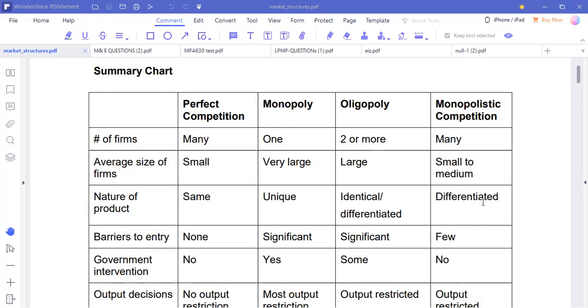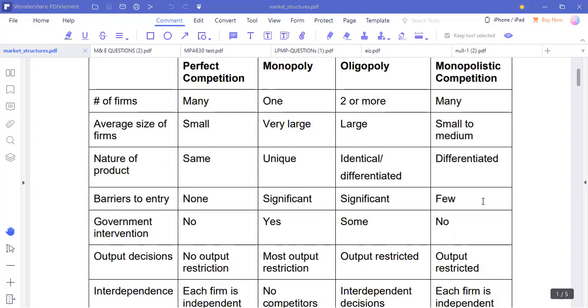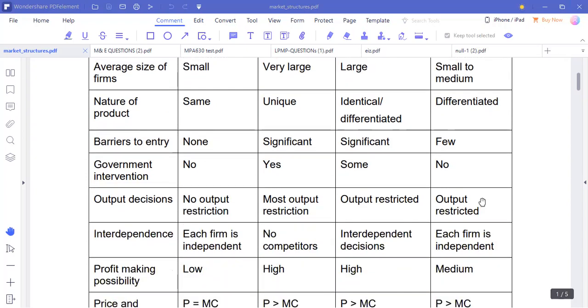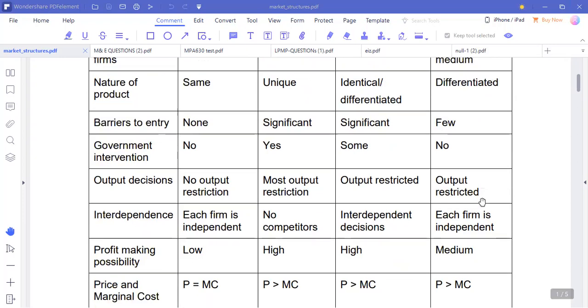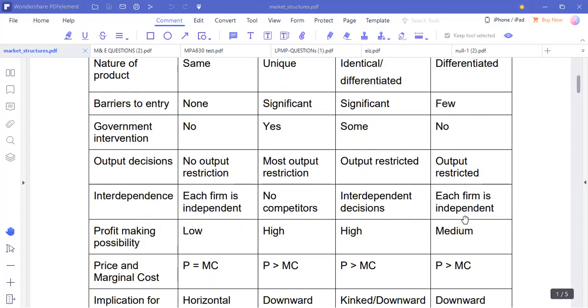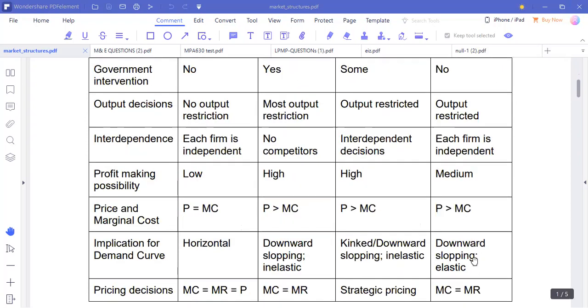Then we have barriers to entry, which are few. There is no government intervention. Output is restricted, and each firm is independent of the others. The profit-making propensity is medium. The price is above the marginal cost, and the demand is downsloping. And our marginal cost is equal to the marginal revenue.